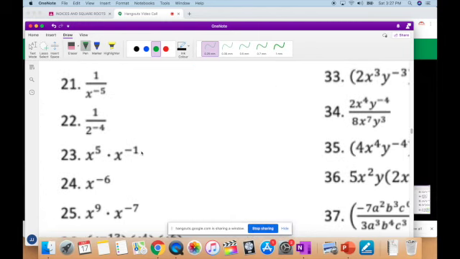Number 22 is the same kind of business. Number 22 is, if we bring this to the numerator, it would be 2 to the minus m, which will be 2 to the 4. You got that, Scotia?